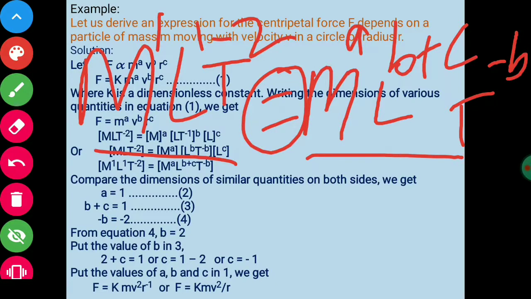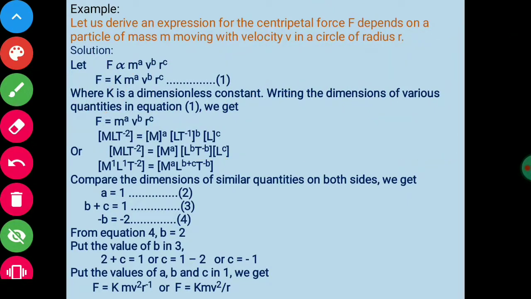So a, the dimension of mass. Here the dimension of mass is 1, so a is equal to 1. The dimension of length, here b plus c, and here it is 1, so b plus c is equal to 1. And the dimension of T, here minus b, and here minus 2, so minus b is equal to minus 2. So we are simply given equation number 2, equation number 3, and equation number 4.